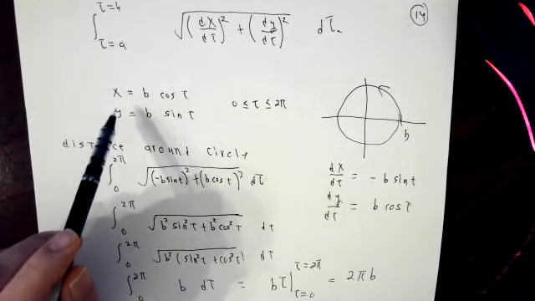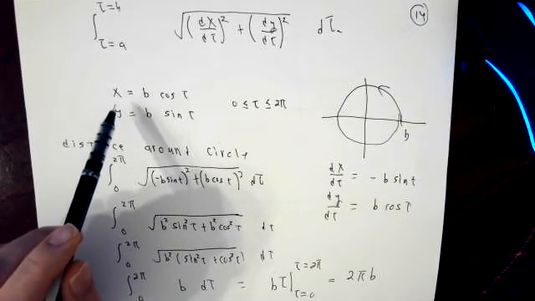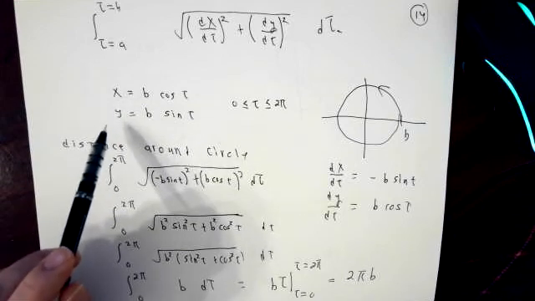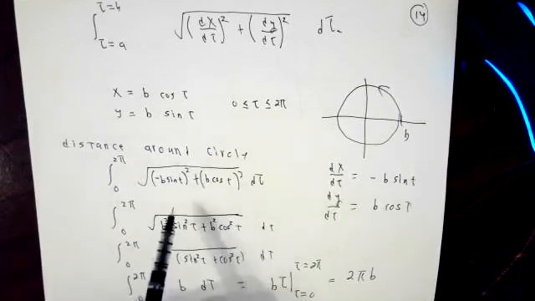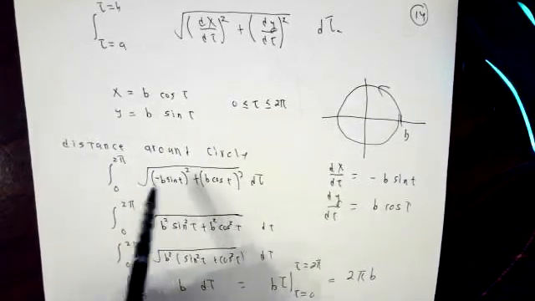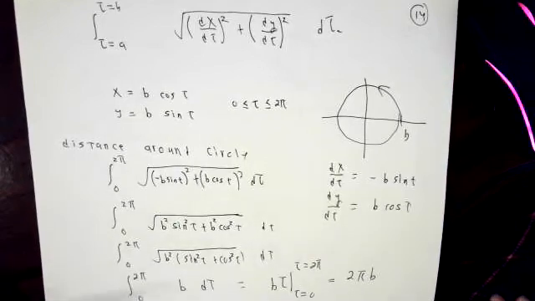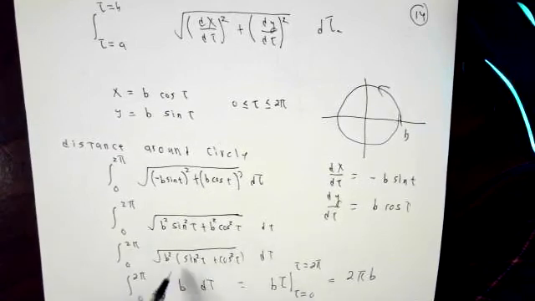The derivative of x with respect to t is negative b sine t. The derivative of y with respect to t is b times cosine t. I've got to square the derivatives and add them up, and then do the square root. Underneath the radical sign, a clever person will notice that they can factor out b squared. Sine squared of t plus cosine squared of t is 1. The square root of b squared is b, because b is positive, so I just have to integrate a constant.